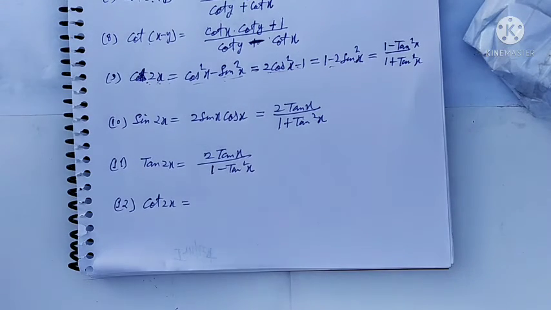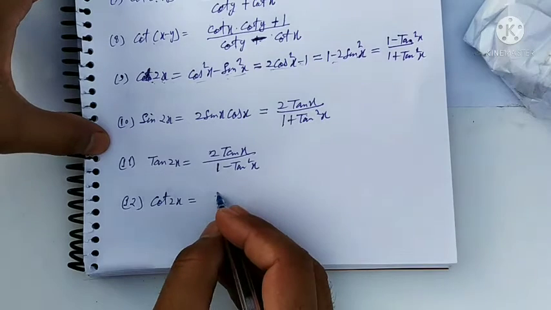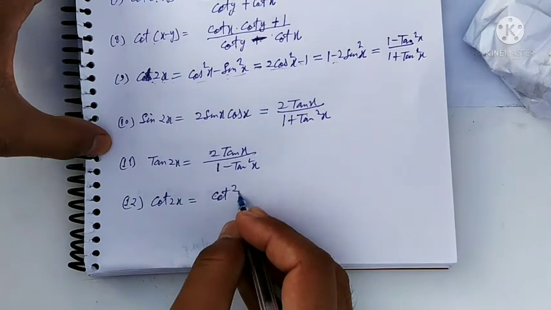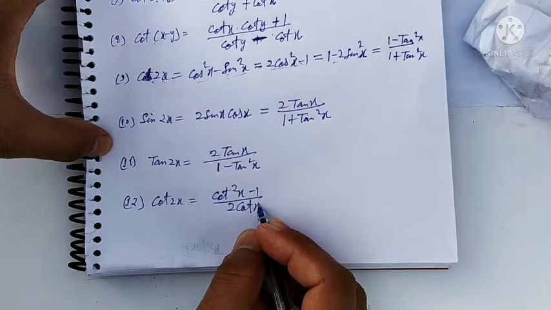And then cos 2x. How to write it? What is the formula of cos 2x? You can write similarly, cos 2x equal to cot square x minus 1 upon 2 cot x.